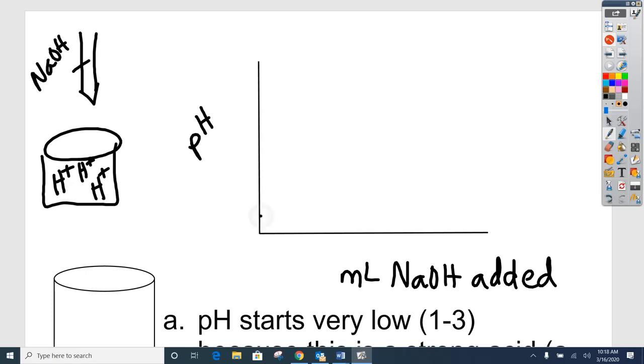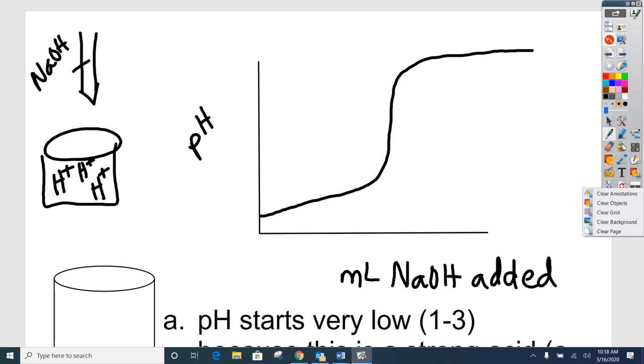So, ladies and gentlemen, if we graph this, we are going to end up with a graph that starts very low, has a very slight positive slope, then we see a drastic rise and it levels off very high on our graph. What is going on at each point on your graph?